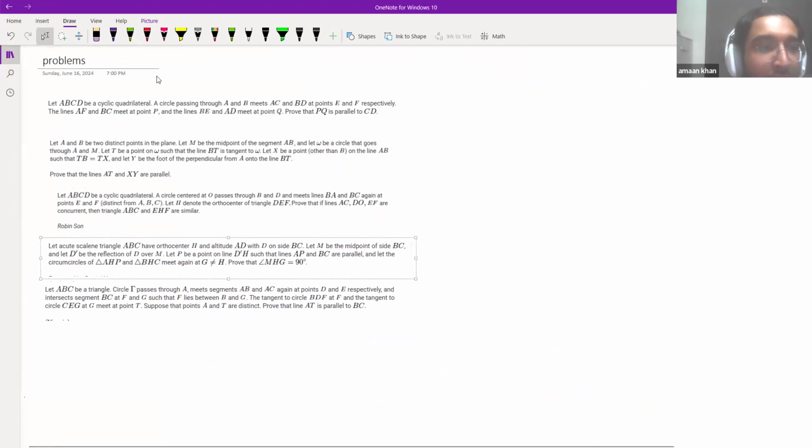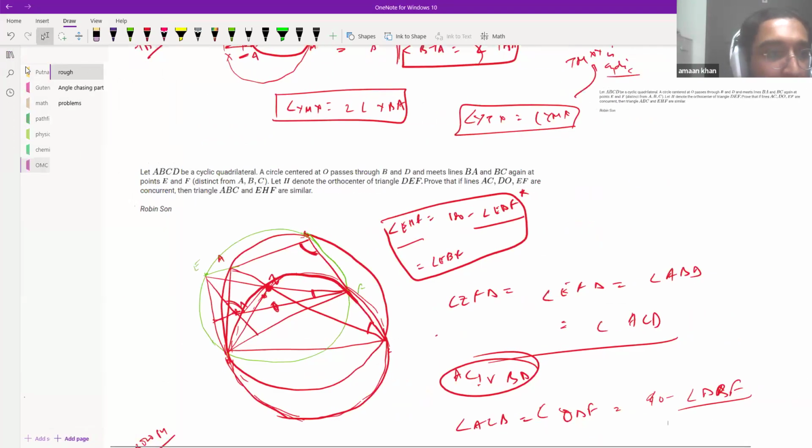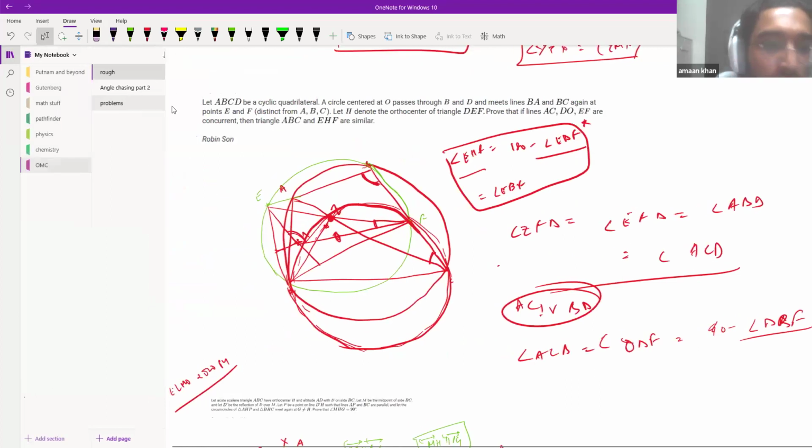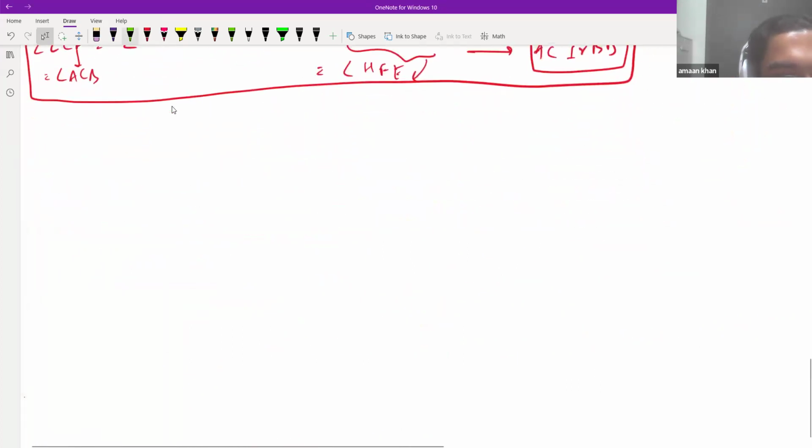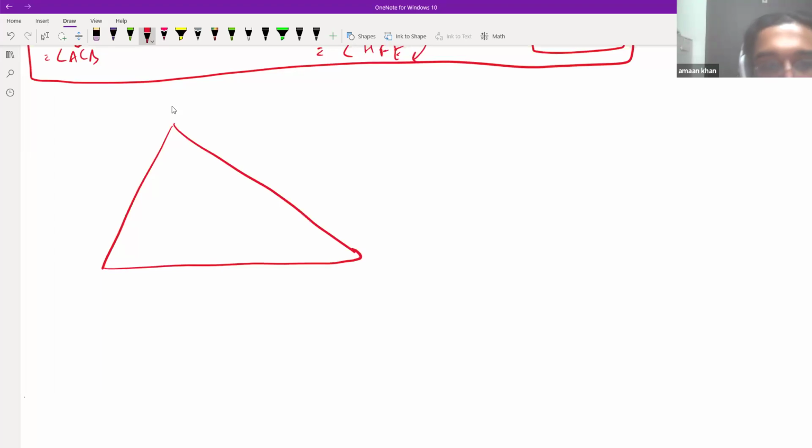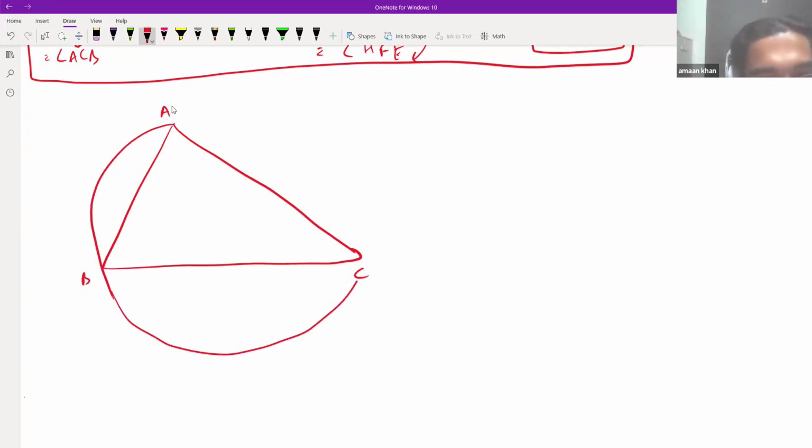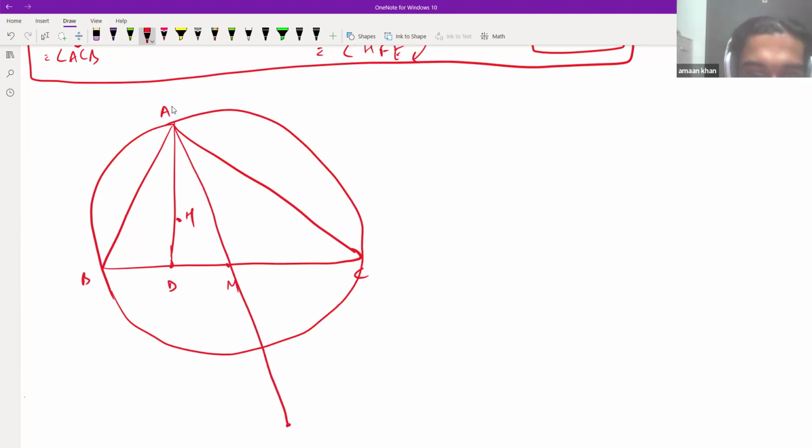Before this, I need to mention some stuff. So let's first do some easy stuff. ABC is a triangle, and H is the orthocenter. You might have already seen all of this. M is the midpoint of BC, and A' is the reflection of A over M.